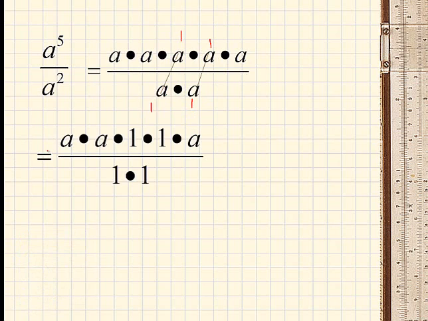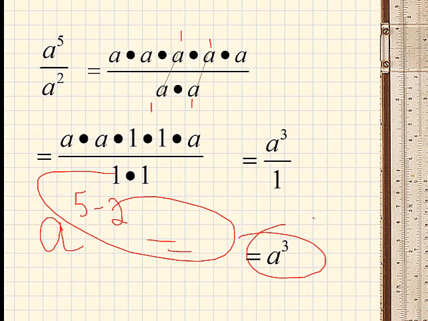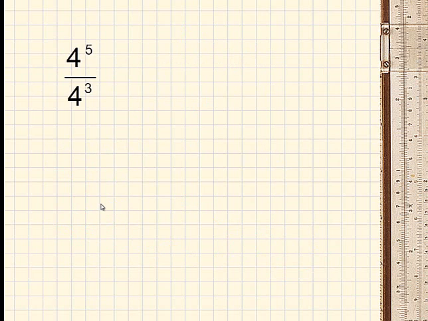If I rewrote that out, I would have a times a times 1 times 1 times a over 1 times 1. Now, how would you write a times a times 1 times 1 times a? A cubed over 1. And what is anything over 1? Itself. Now, isn't that the same thing as a to the 5 minus 2? Yep. So isn't it easier just to subtract the exponents? Yep. All right, let's try one. 4 to the 5th divided by 4 cubed would be 4 to the 5 minus 3, 4 squared.